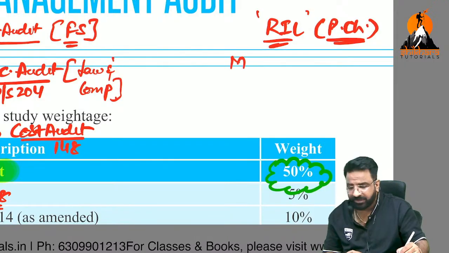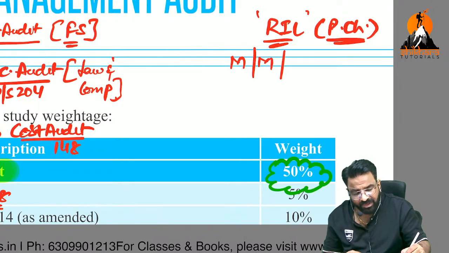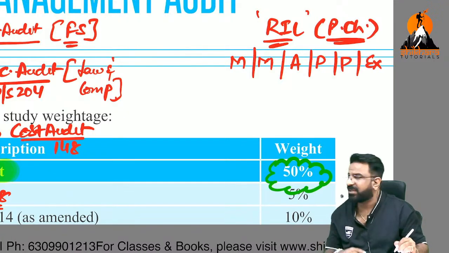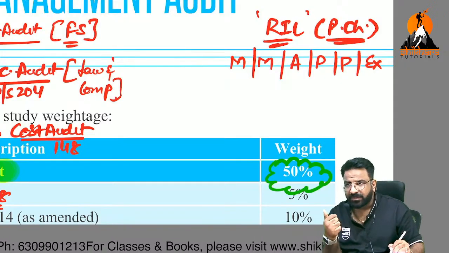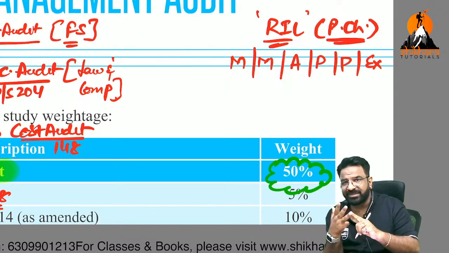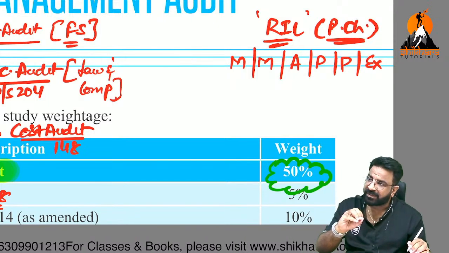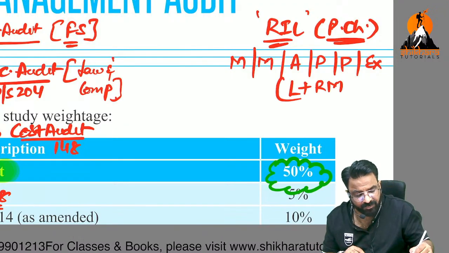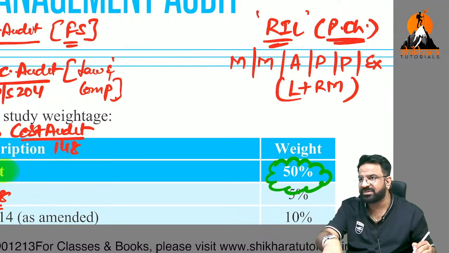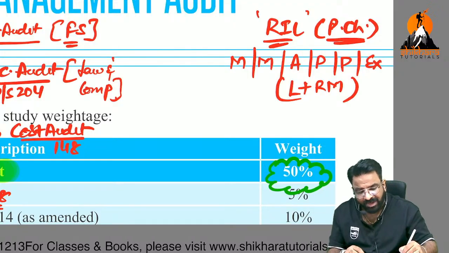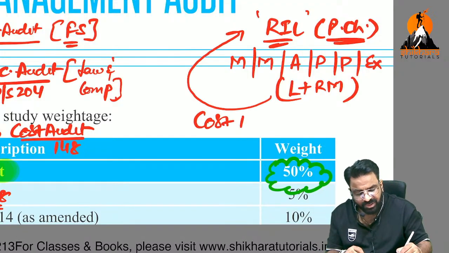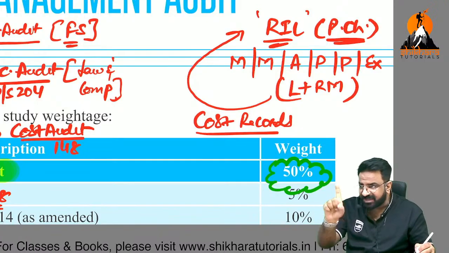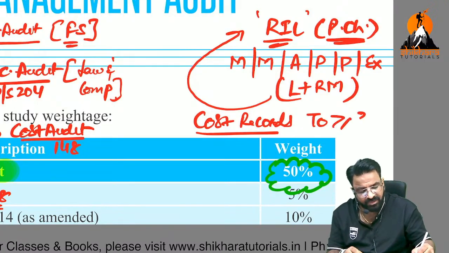If you are in manufacturing, mining, assembling, production, processing, or extraction work, any one of these activities, and you are using labor and raw material in your company, you have to start maintaining cost records in the company, if in the preceding financial year your turnover is greater than or equal to how many crores?